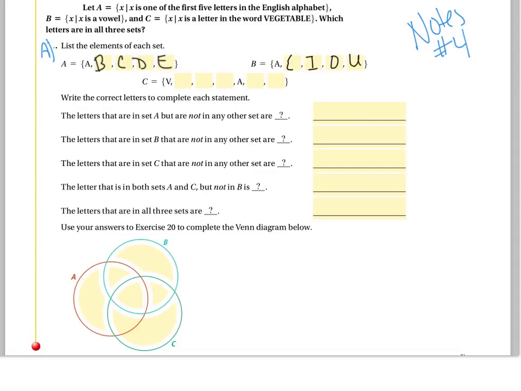Set C is the letters in the word vegetable, and we're only going to put the repeating letters down once. So V, E, G, we're not going to put E down again. So T, A, B, L, and again, we're not going to put E down. So make sure that's on your paper.